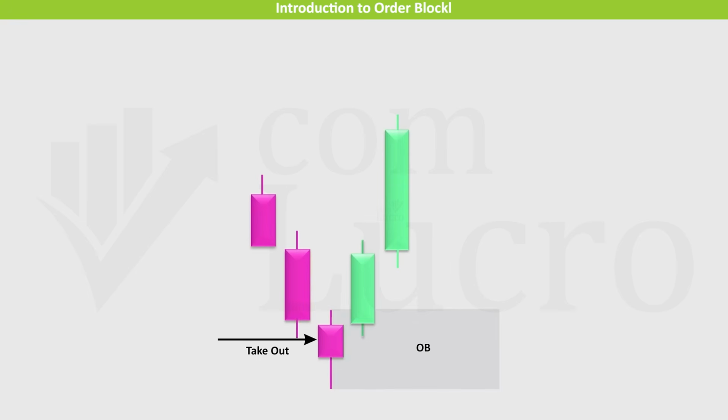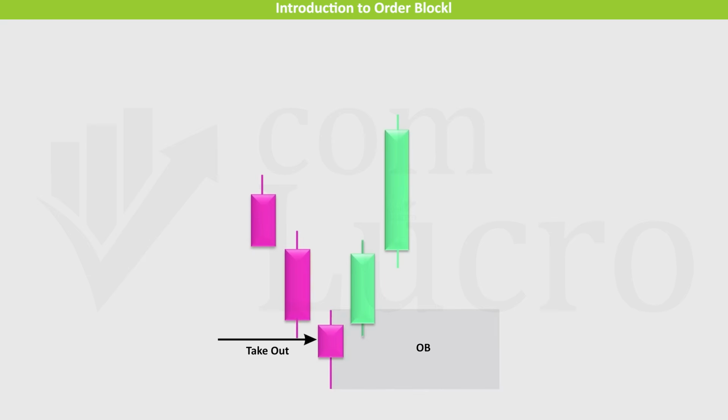Order blocks are zones on price charts where significant institutional order flow is likely to have been executed. They are known as decisional areas that form before a strong institutional move takes place in the market. Usually, price returns to these zones and often reacts or reverses in the opposite direction.